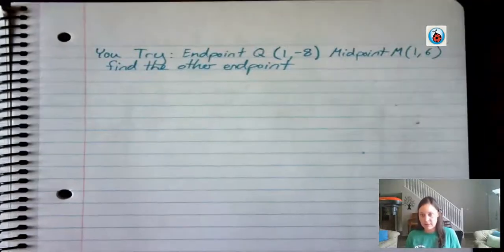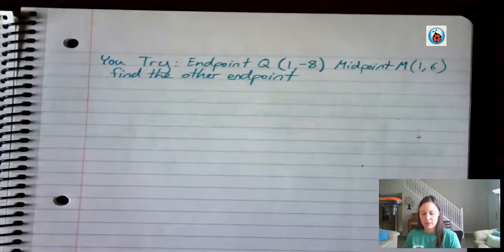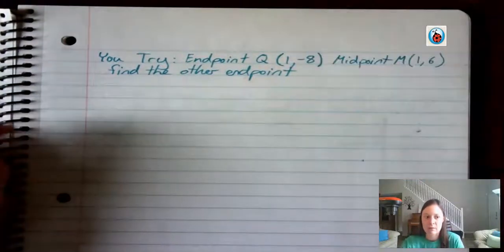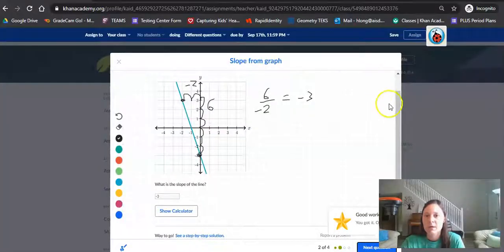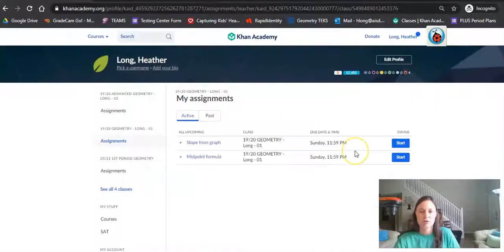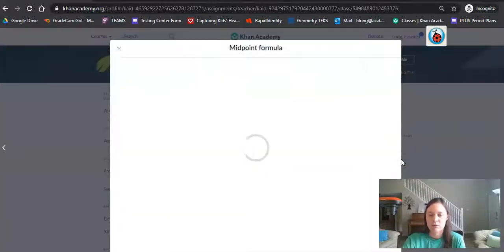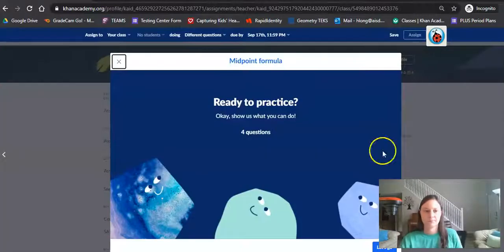You have a you-try problem that you will be either doing in live class with your teacher or submitting your answer on Canvas if you were not in live class. All right, that's the review of the slope problem that you should have already done, that slope section on Canvas. So midpoint formula is the other lesson that you are doing today.